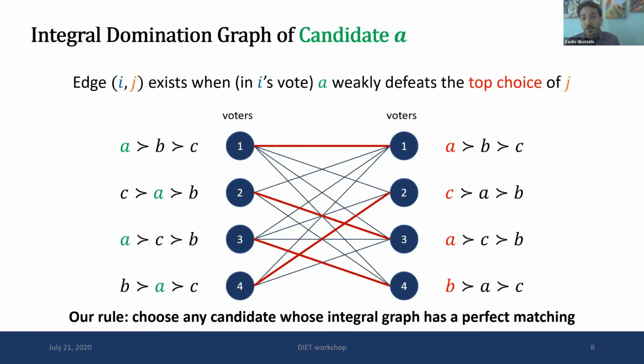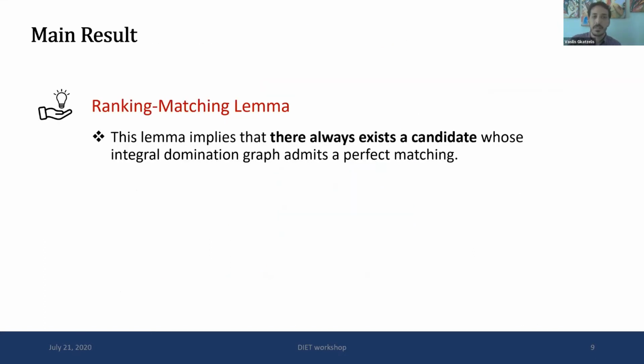A natural question at this point would be, wait a minute, how do I know that such a candidate exists that would give me a perfect matching? Maybe I try all of them and none of them gives a perfect matching. And that's, of course, the main technical lemma of our paper, the ranking lemma. It's an implication of a more general lemma, the ranking-matching lemma, which shows that there always exists a candidate whose integral domination graph admits a perfect matching. That means choose any instance you like, any number of voters, any number of candidates, any preferences you like. At least one of these bipartite graphs is always going to admit a perfect matching. And therefore, our algorithm can in polynomial time find one of them and just output it.